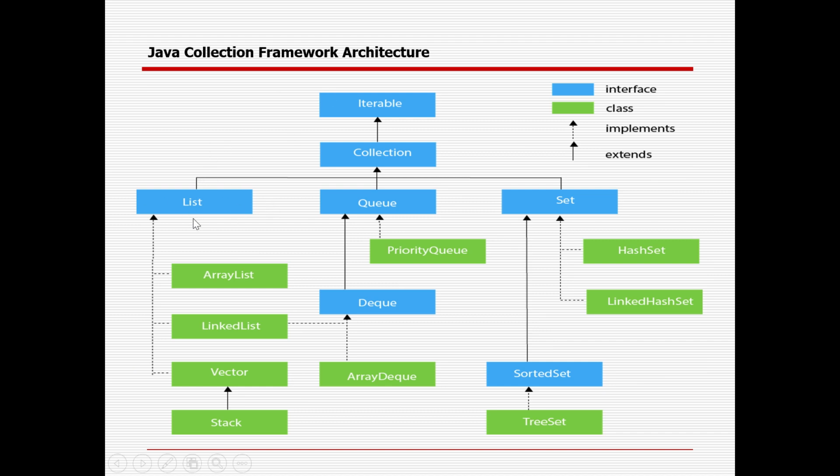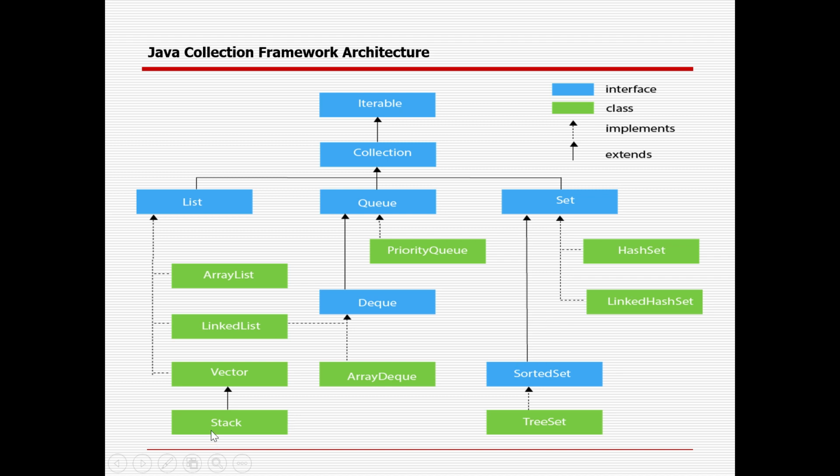There are a couple of colors. One is the blue color, that is called interfaces, and the green color is called the class. There is a solid arrow which is extends, and there is a dotted arrow which is implements. You already know class to class it always extends, interface to interface it always extends, whereas class to interface it will be implements.